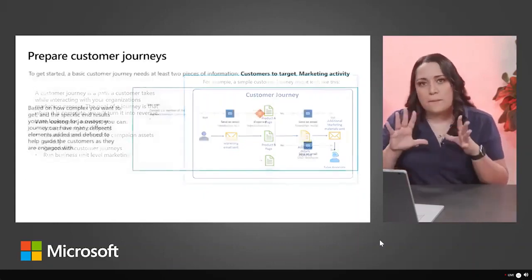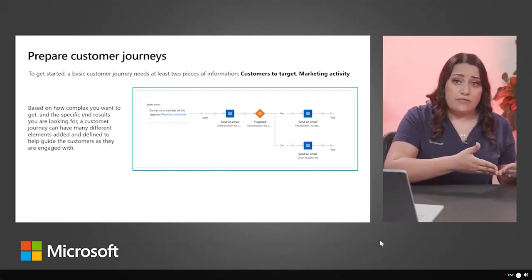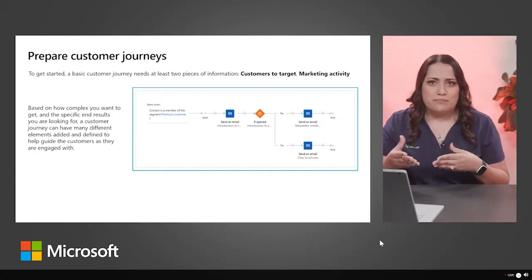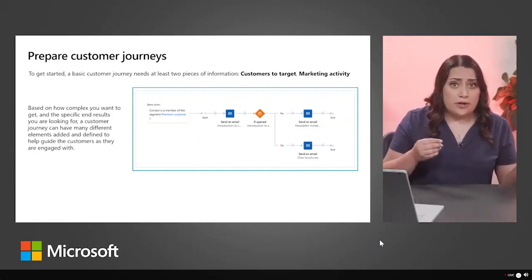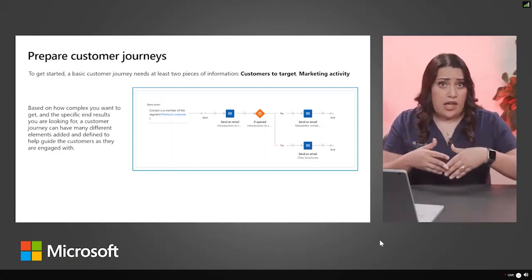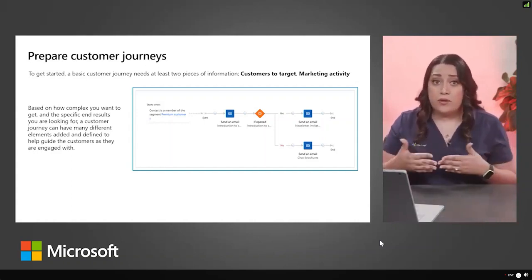And so when you start to build out the customer journey inside of Dynamics 365, you're going to need a couple of different pieces of information. Who is your target customer? This is usually defined through that customer segment. And then you'll need to know what type of marketing activities you're going to want to build into the journey. Now, you absolutely can keep this pretty simple. We saw a real basic one just now. But if you want, you can build out a pretty dynamic journey.